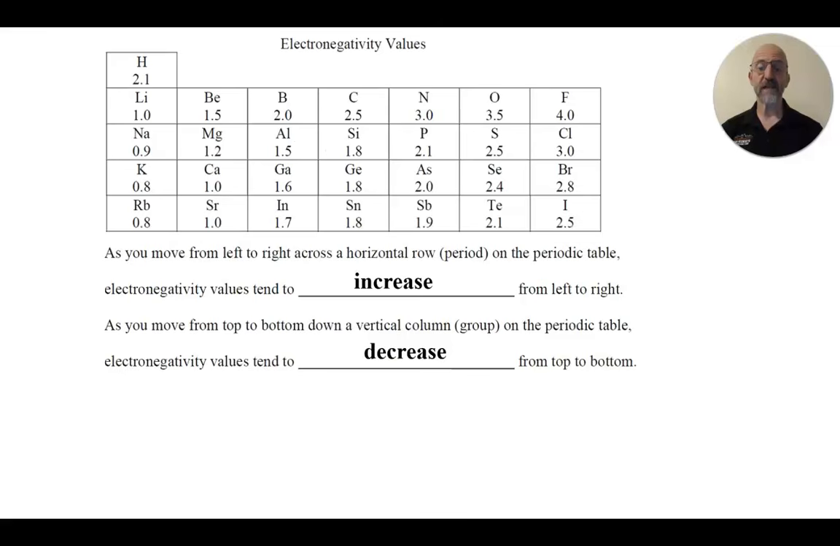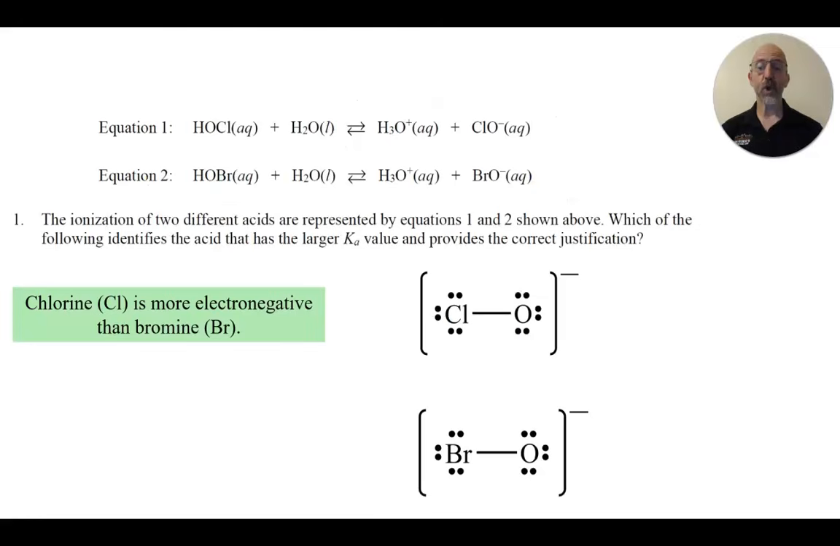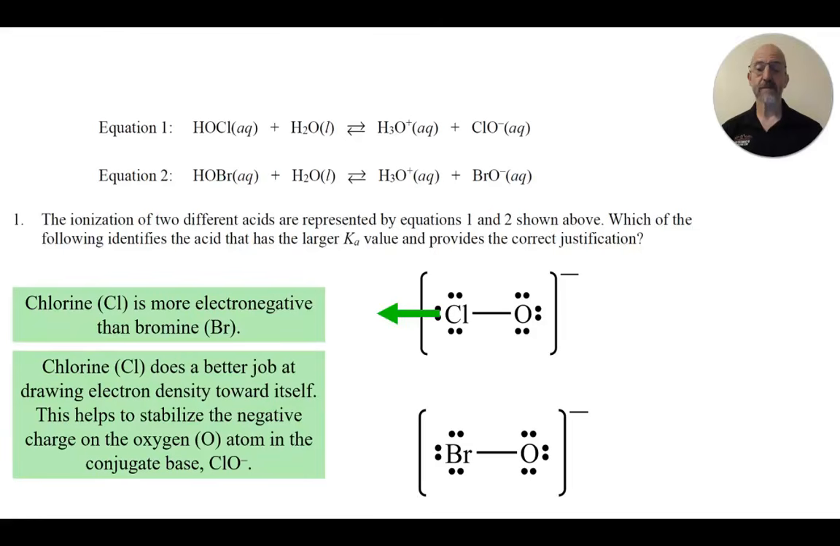So electronegativity generally tends to decrease from top to bottom. So there's chlorine and bromine. We can see that chlorine is more electronegative than bromine. And so if chlorine is more electronegative than bromine, then in terms of stabilizing the conjugate base, chlorine does a better job of drawing electron density toward itself, and this helps to stabilize the negative charge on the oxygen atom in the conjugate base ClO-.